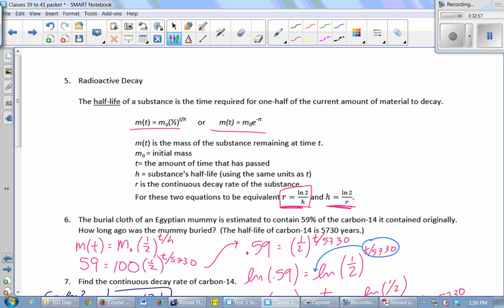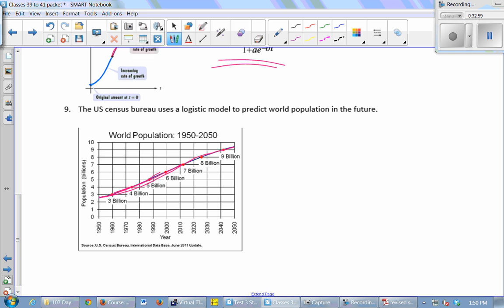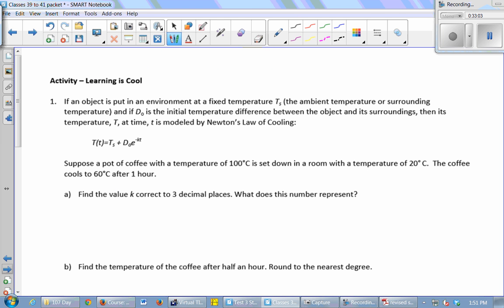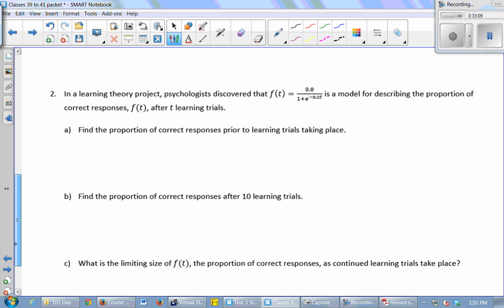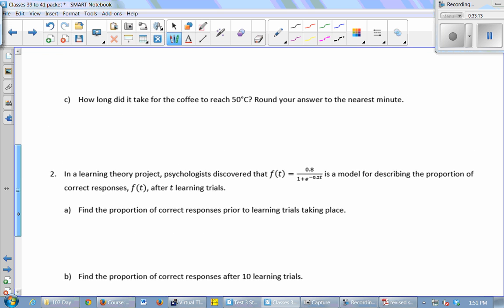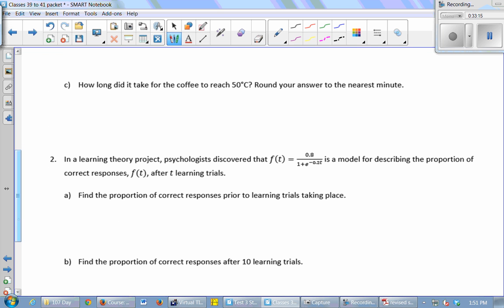All right, so I didn't do any examples of calculating a logistic model with you, but I'm going to have you do one in this activity, Learning is Cool. The first one is about Newton's law of cooling, and the second one is about learning theory. So that's why it's called Learning is Cool. This learning theory one is a logistic model.